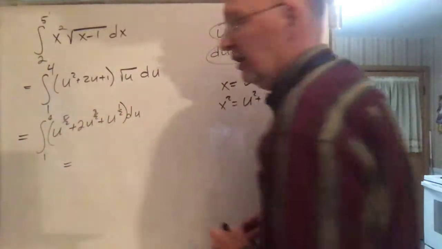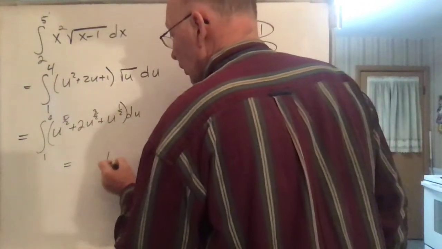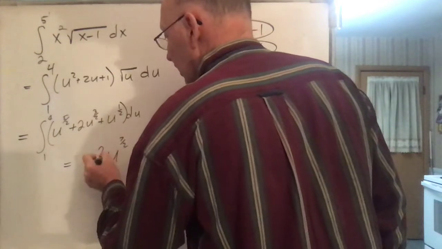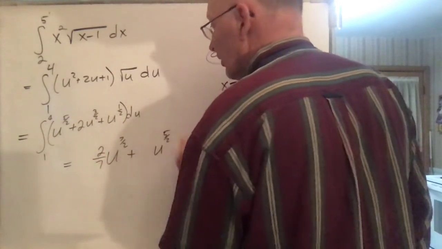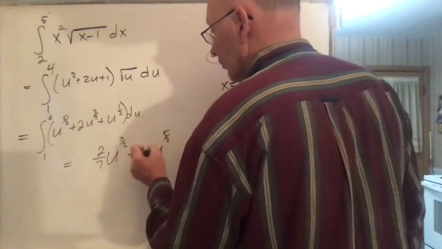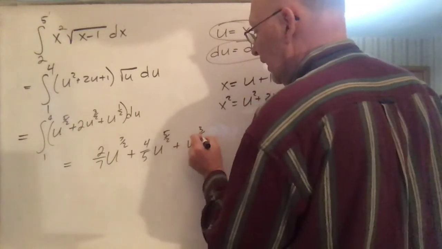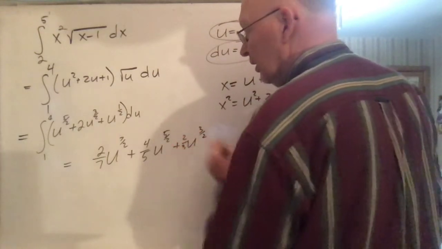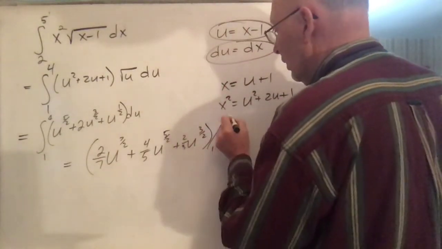And then, of course, you can actually take the antiderivative. We haven't taken the antiderivative yet. So it's going to be what? u to the 7/2 times 2/7 plus u to the 5/2 times 2/5 times 2, which is 4/5, and then plus u to the 3/2 times 2/3. So there they all are. Evaluate that from 1 to 4.